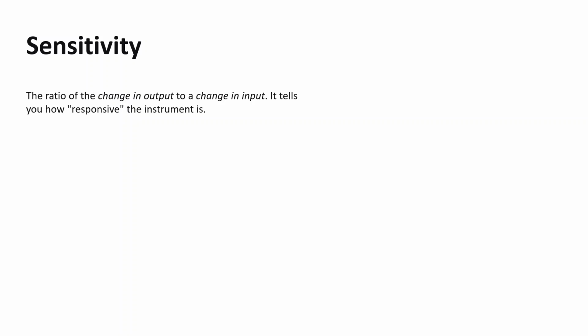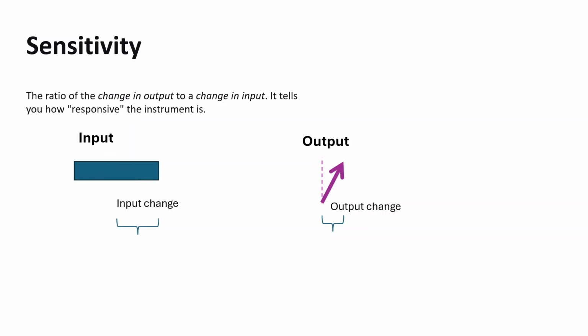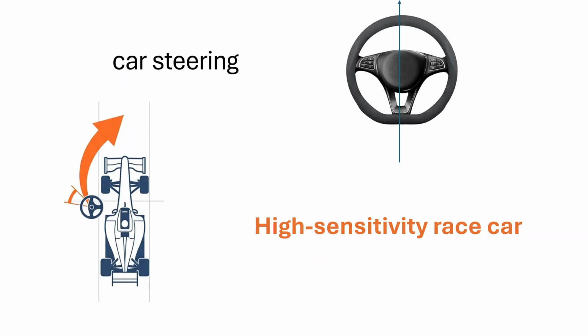Sensitivity is defined as the ratio of the change in output to the change in input. In plain language, it tells you how responsive the instrument is. How much does the output move when the input changes? Now, the easiest way to feel this intuitively is to think about car steering.